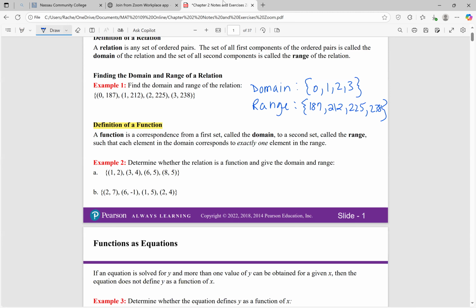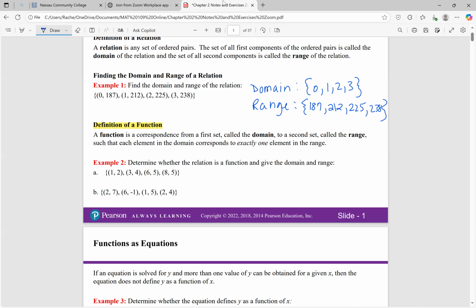We want to determine whether the relation that's given is a function and give the domain and range. So the key to a function is that every element in the domain is paired with exactly one element in the range. If we have an element in the domain that's paired with more than one element in the range, it's not a function because it breaks that rule. So look at example 2a. I have the ordered pairs (1, 2), (3, 4), (6, 5), and (8, 5).